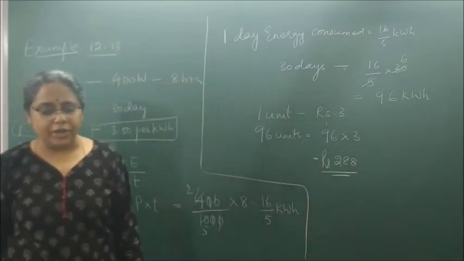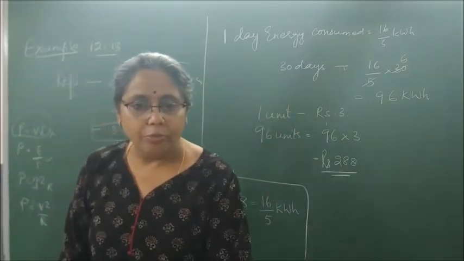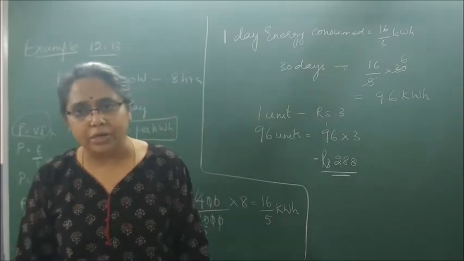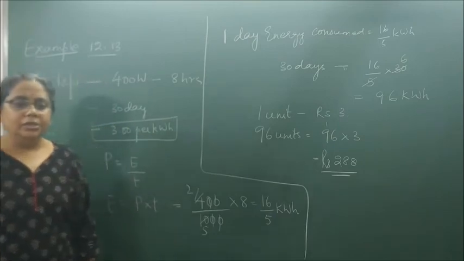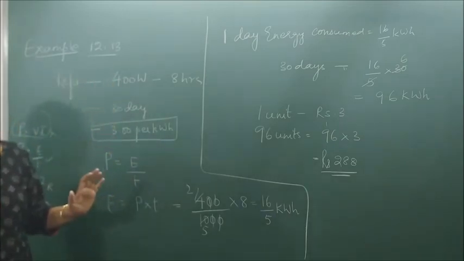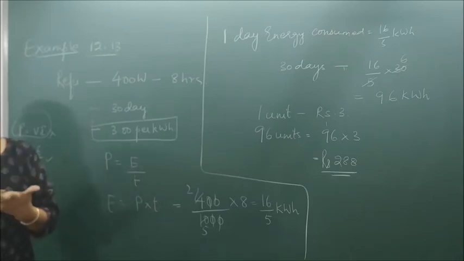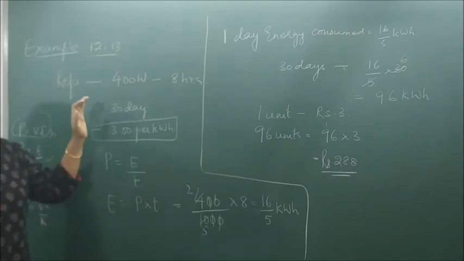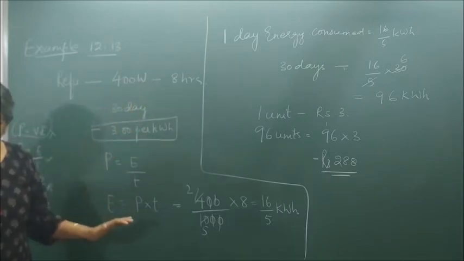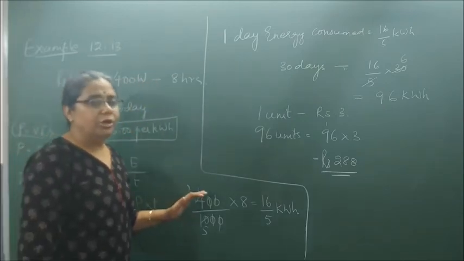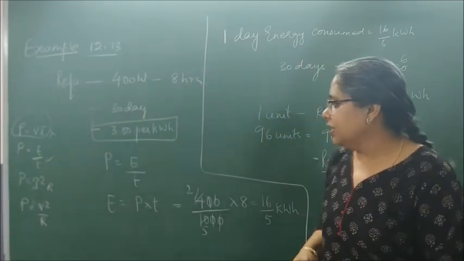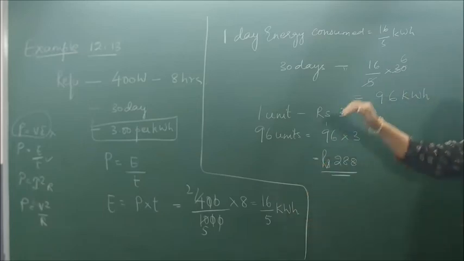The total cost of electrical energy will be how much? Rupees 288. Check the answer please. Rupees 288. Understood how we did? So first, in these kinds of problems where the cost of a unit is given, you need to convert the power into kilowatt. Time will be in hours only, because the commercial unit of electrical energy is kilowatt hour. So we will always convert it into kilowatt hour.